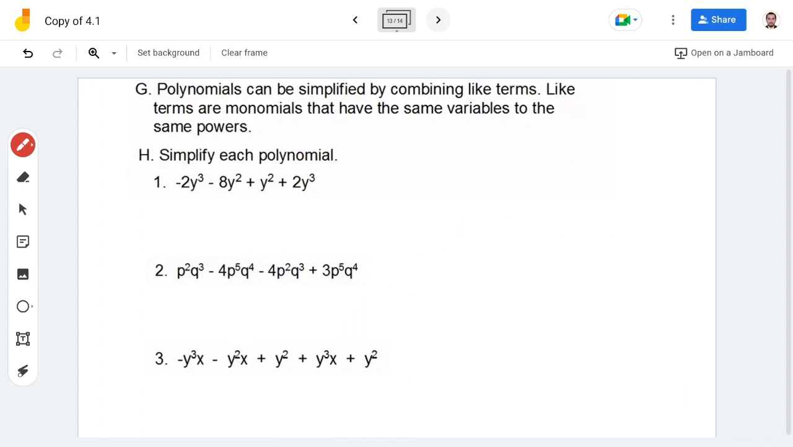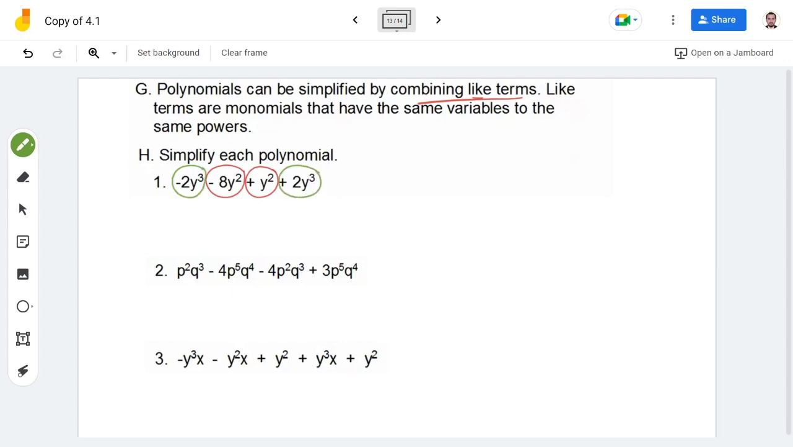Okay, so polynomials can be simplified by combining like terms. Like terms are monomials that have the same variables to the same power. Now, let's simplify the first one. So as you can see here, we have this part. It's similar to the degree of this part. So let's add them together. Before we add them, we have also this part. It's also with this part here.